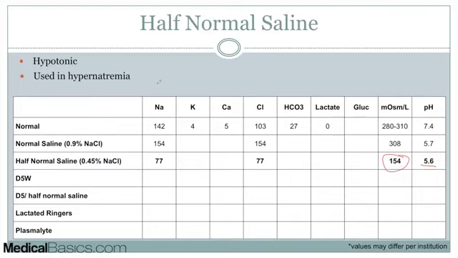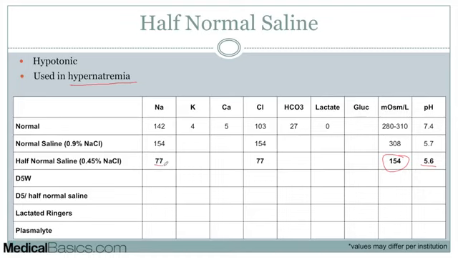So the couple of uses that you can think of for half normal saline is going to be in treating hypernatremia. If you think about it, if somebody has a sodium of 150, if you were to give them normal saline, well, that's just going to make their sodium even worse. So you're going to want to give them something that has less sodium, and that's one of them, at least, that you can use is half normal saline.